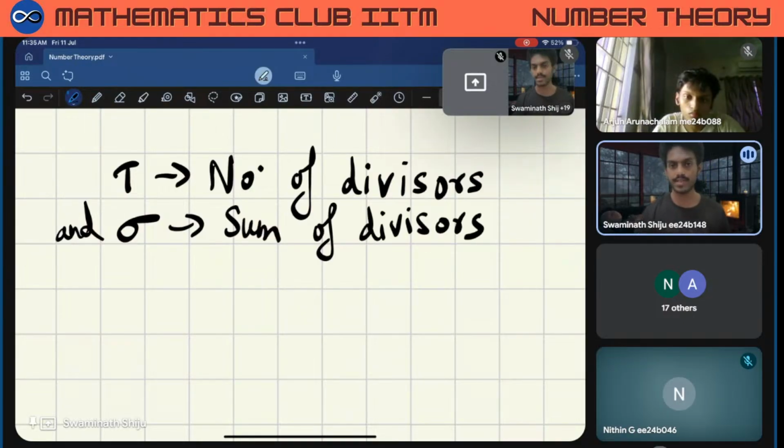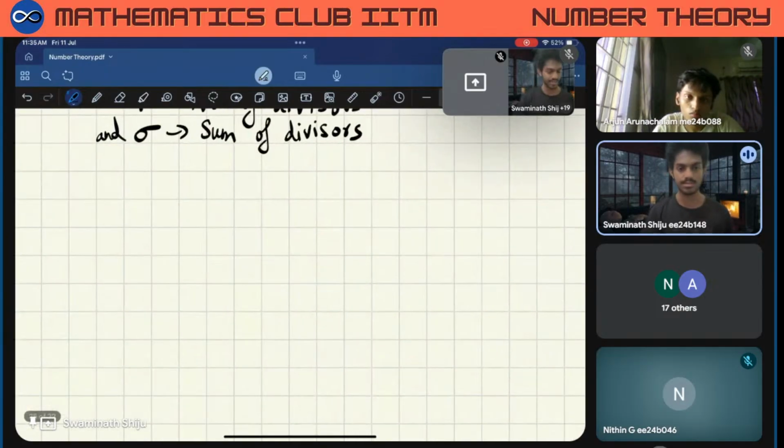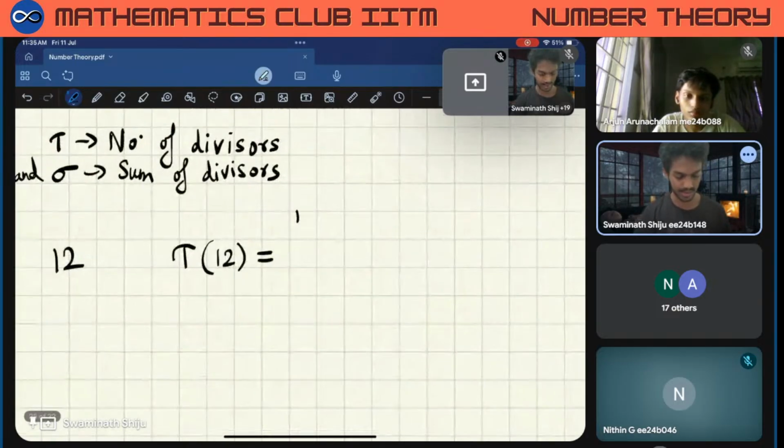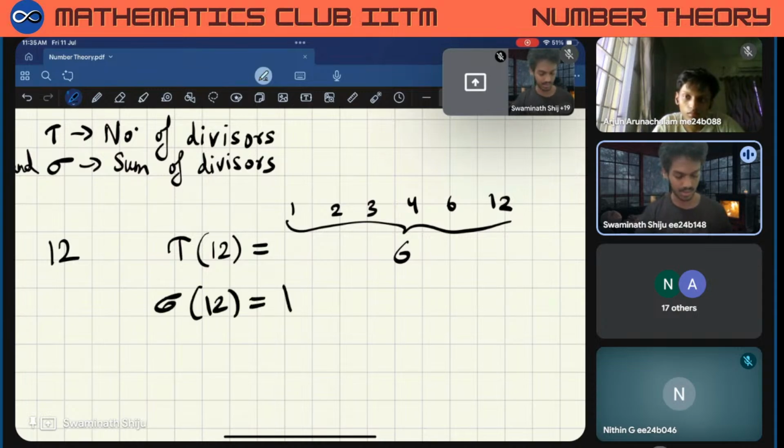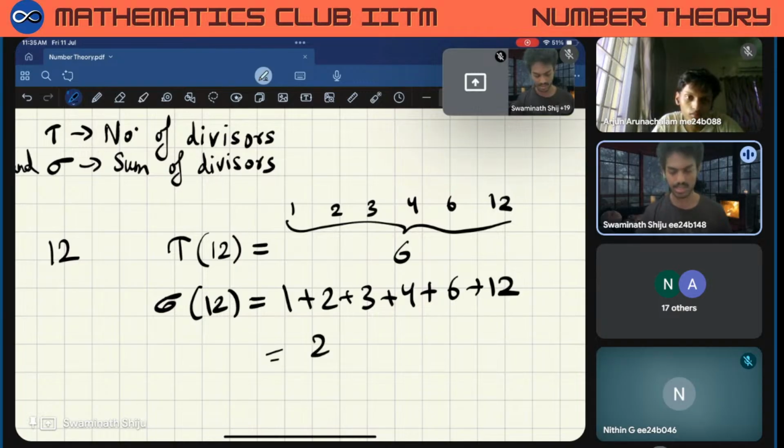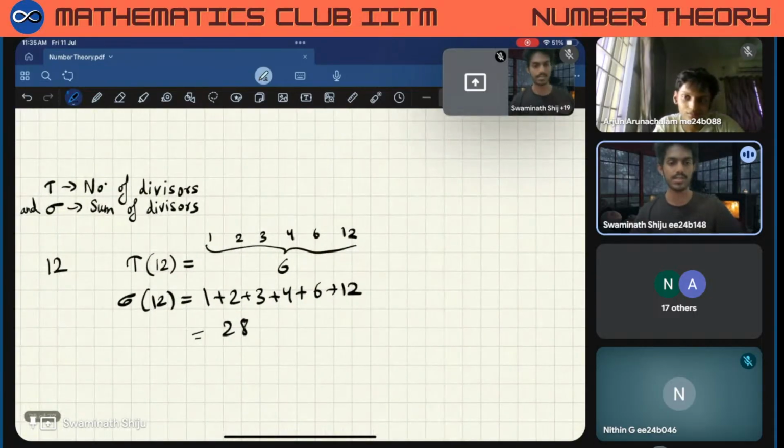Simple enough definitions. Let's try finding values for, say, 12. Tau 12: I'll write the divisors on top. We have 1, 2, 3, 4, 6, 12. So that's 6 of them, so tau 12 is 6. What about sigma 12? That would be 1 plus 2 plus 3 plus 4 plus 6 plus 12. 3, 6, 10, 16, that's 28. Easy enough to calculate. These are rather simple functions.